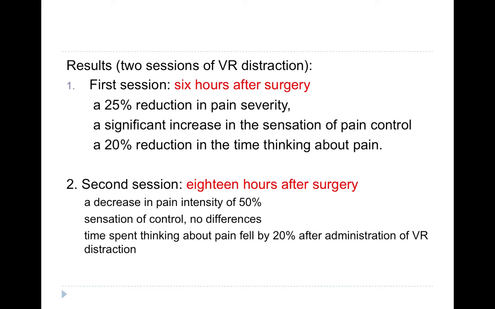Here is the result of the case study. In this experiment, the patients underwent VR distraction 2 times. The first VR distraction was started 6 hours after the surgery. The result shows that there is a 20% decrease in the total time of thinking about pain, and the patient's ability in sensation or pain control improved significantly. 18 hours later, the second VR distraction was administered. There is a 15% decline in the intensity of pain and no obvious change in the sensation of control.